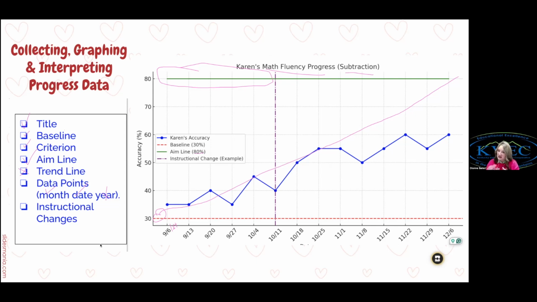Because if we just looked at that data point and we made that one instructional change, we saw on 10.18, 10.25 a little bit of improvement, but then we see a decrease by 11.1 and then 11.18. When should we have made an instructional change? What's the next time you think there should be an instructional change according to this graph?